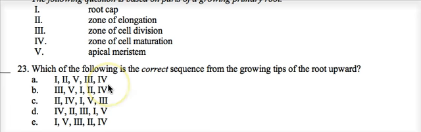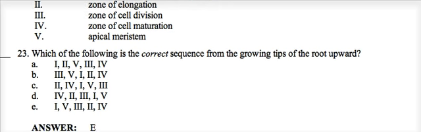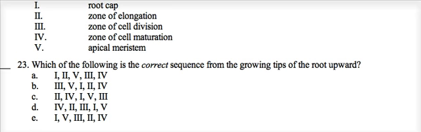Which of the following is the correct sequence from the growing tips of the root upward? And we're using these. So pause for a second and figure it out because Roman numerals tend to confuse you guys. So pause and take a look at it. Okay, the answer is E. So we're talking about the sequence being root cap, apical meristem, zone of cell division, zone of elongation, and zone of cell maturation.